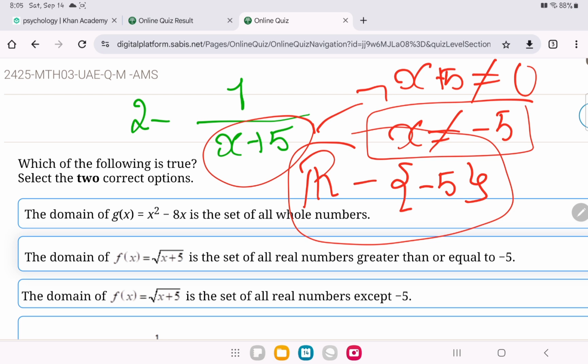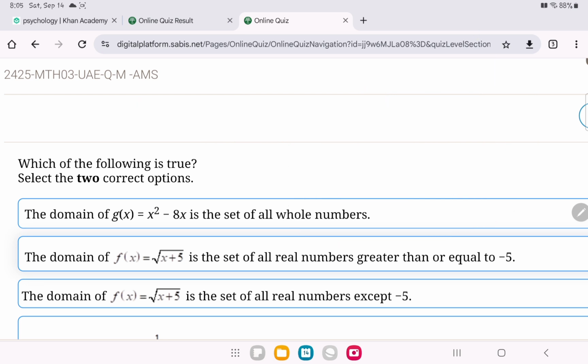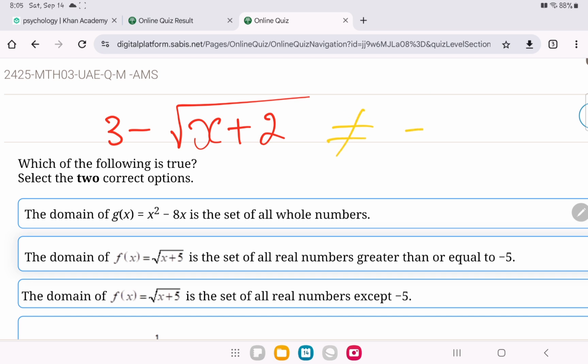This is how we denote it. Then, that was the second case. Now the third case we have is if we have a radical. So for example, radical x plus 2. We know in a radical, we can never ever have negative numbers.